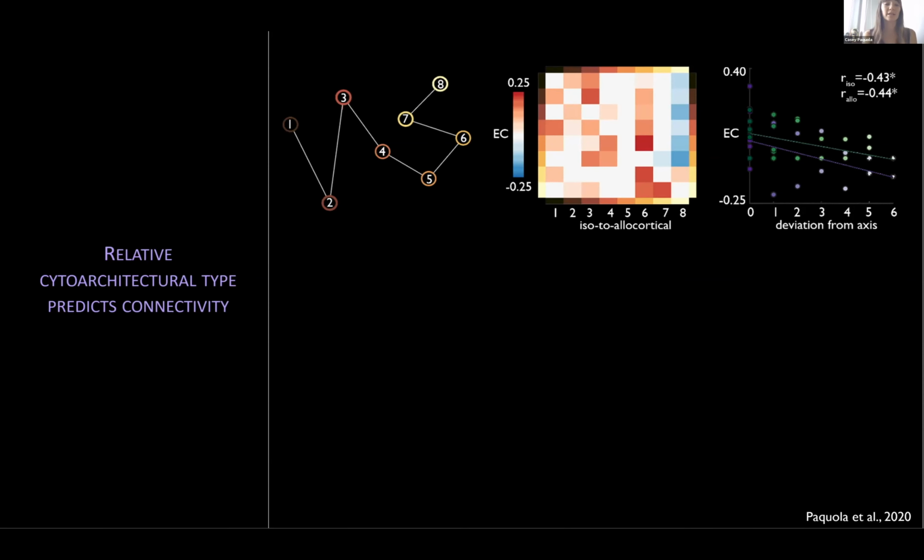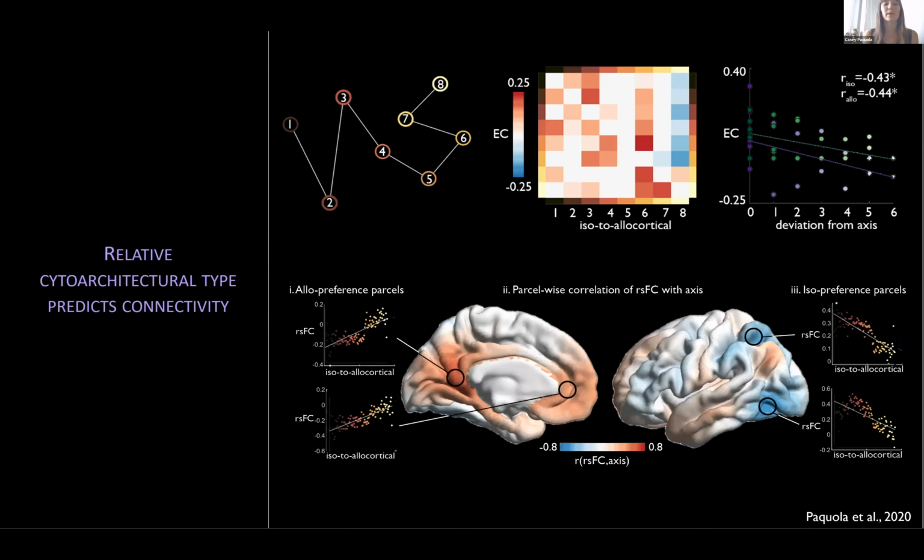And then finally, in another analysis, we sought to expand our scope to large-scale cortical dynamics. We tested whether connectivity between isocortical areas and the mesotemporal lobe was associated with the isoallocortical axis. So indeed, we found that functional connectivity of the red areas here was higher towards allocortical parts of the mesotemporal lobe, whereas the blue areas had stronger resting state functional connectivity to the more isocortical areas of the mesotemporal lobe.